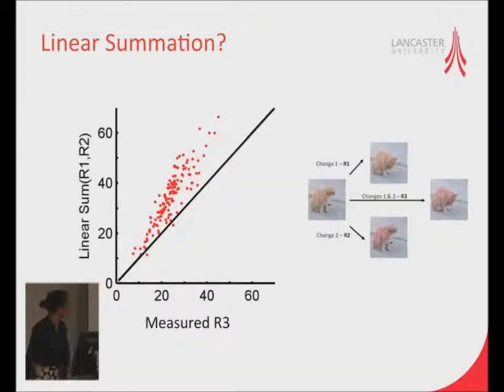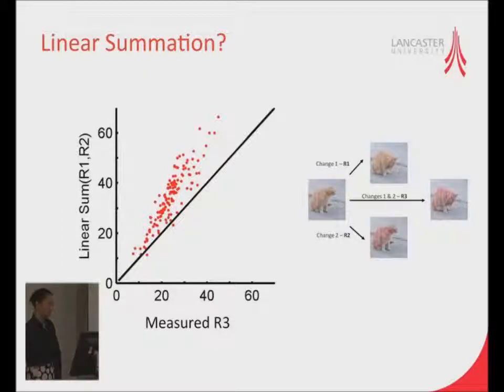So here I have the first set of results. On the x-axis, I have the actual value of the measured R3, so what people entered as R3. On the y-axis, I have the linear summation. So if I add R1 and R2, this is the value I would get.